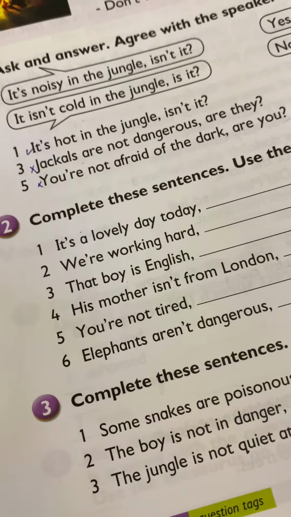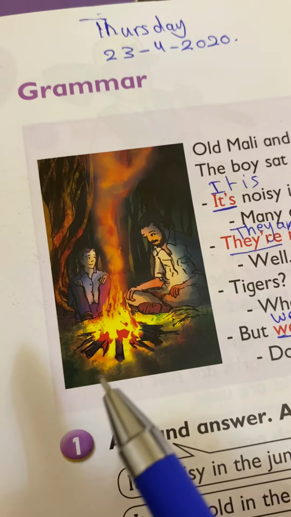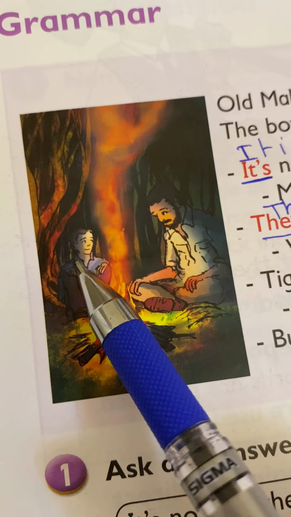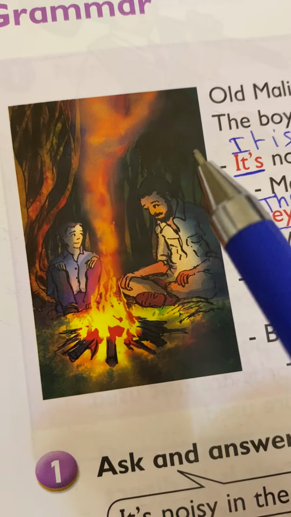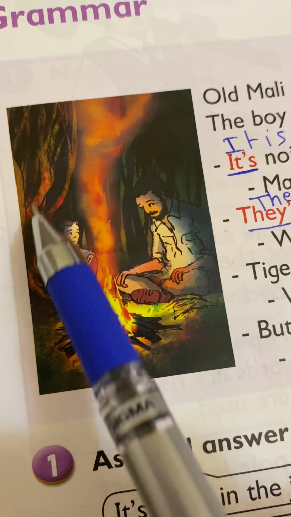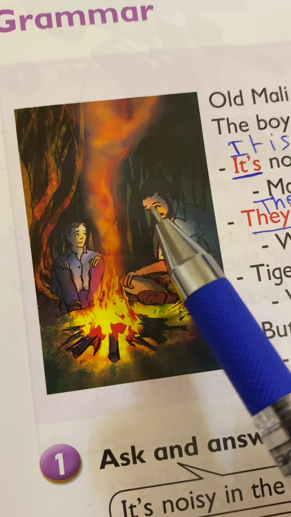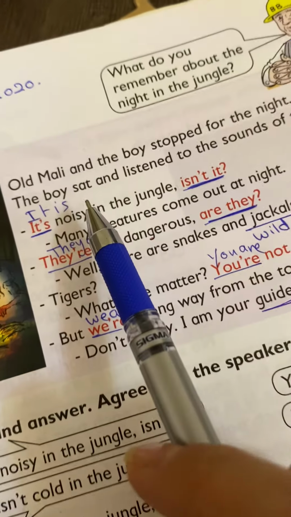But first, look at the picture here. What can you see in the picture? A boy, a man, fire, and they are in the jungle. Okay? Let's start reading this box.